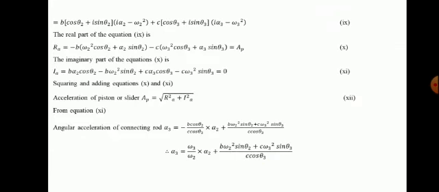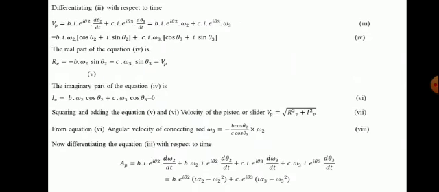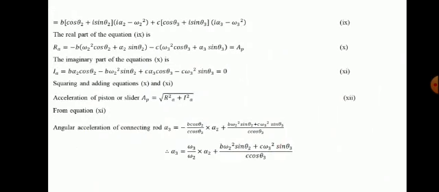This completes the angular acceleration of the connecting rod. We can calculate the acceleration of the piston or slider AP. We have calculated that, and also the velocity of the piston. All those things we calculated by the complex algebraic method.